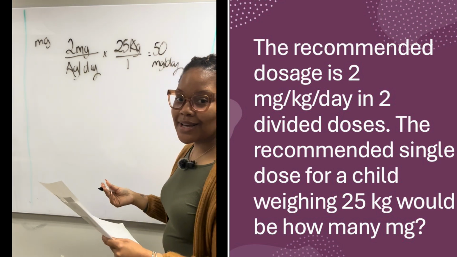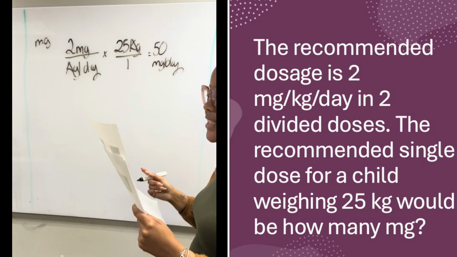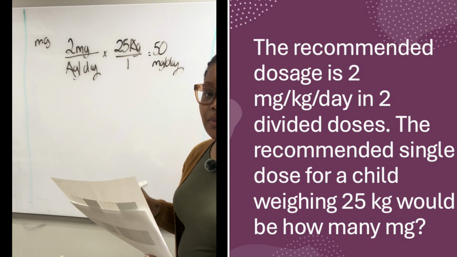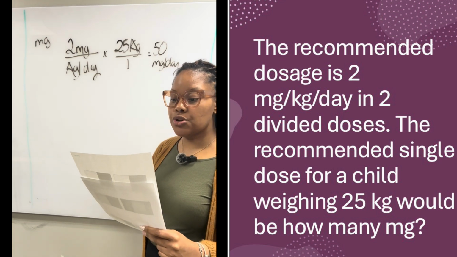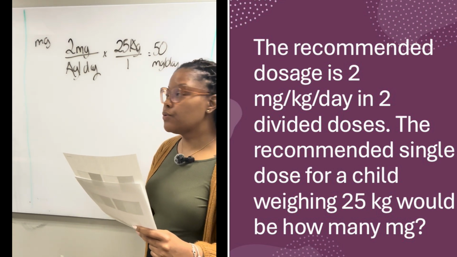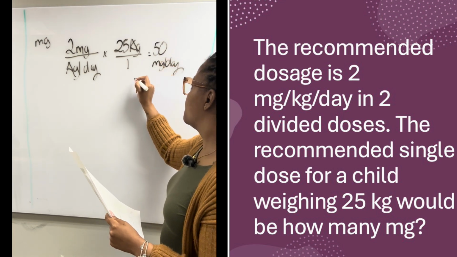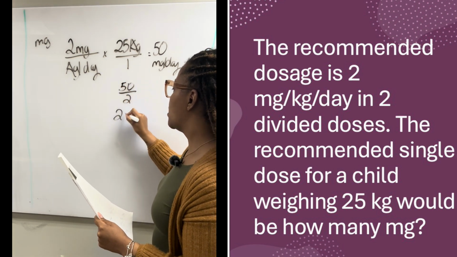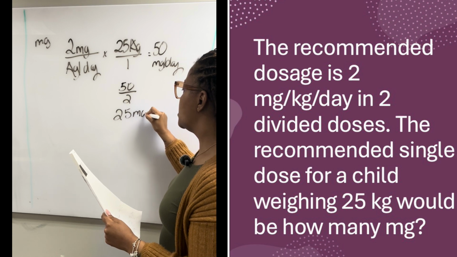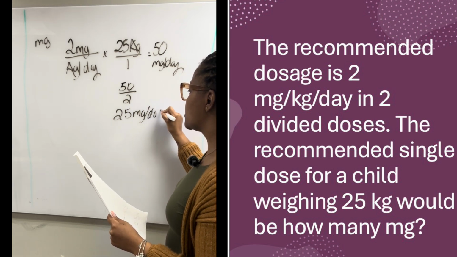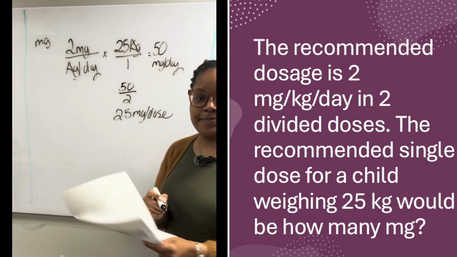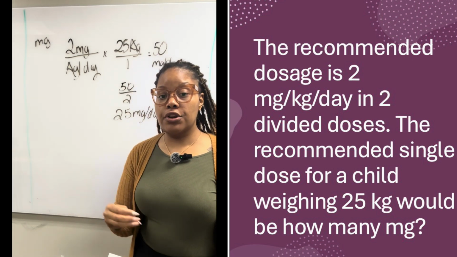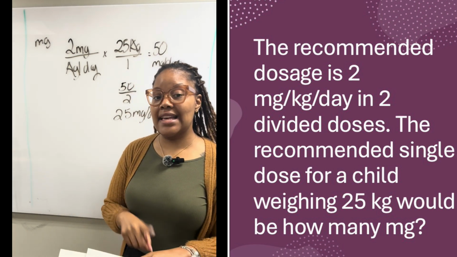But what is the question asking for? The question is asking what is the single recommended dose. So we go back to the problem and we see that this dose is divided into 2 doses. So we will take this 50 and we would just divide that by 2, and we would get 25 mg per dose. So you want to make sure that you're reading your problem to figure out, is it asking for day or is it asking for dose?